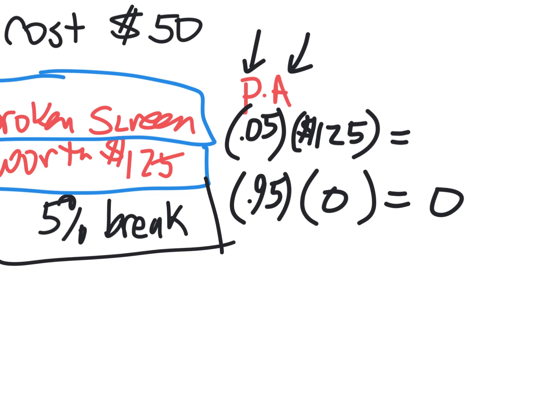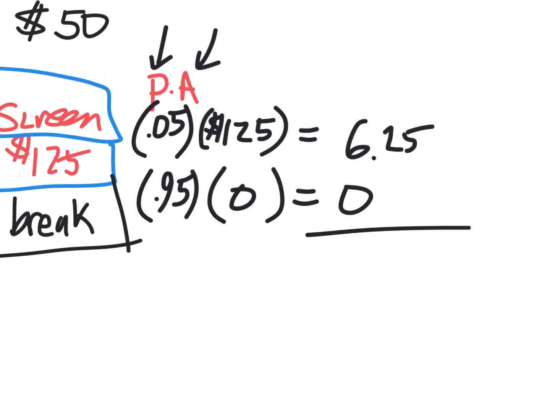And I do not know what 5% of 125 is. What is 0.05 times 125? $6.25. All right, so add this together. It's worth $6.25. Are they overcharging you? Holy crap, yes.